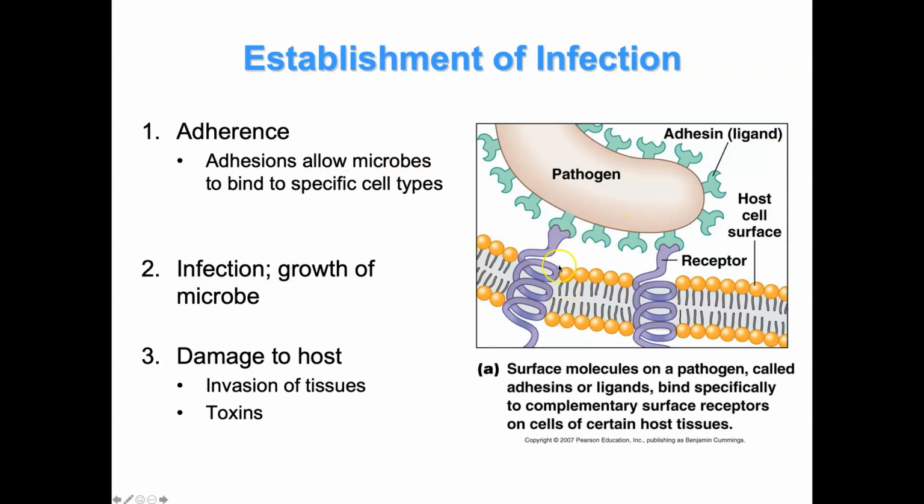Once we see that the receptor binds to the ligand of the pathogen, it can go in. Infection occurs. There is replication of the microorganism. And now that the microorganism is thriving in its new environment, it can proceed to damage the host. It damages the host by a variety of mechanisms. It may exert toxins that it produces. It can invade the tissue, right? Various different ways.